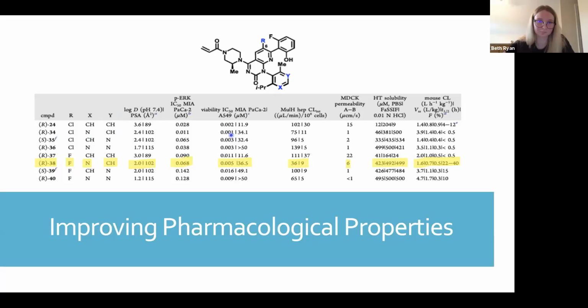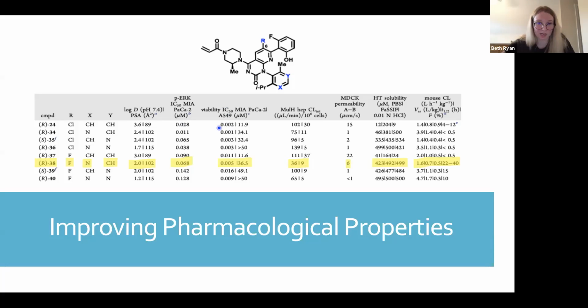So what's interesting to me is the trade-offs they made in choosing the best compound, because this IC50 for p-ERK, like phospho-ERK, is actually higher for compound 38. And I thought it was kind of interesting how they chose to continue with this compound. As you can see, there's more promising data later down the line, but it allows more of the ERK to be phosphorylated, so it's not as potent as the compound they started with, which was 24. And then the viability IC50 is comparable, 0.002 to 0.005. It's within that same realm.